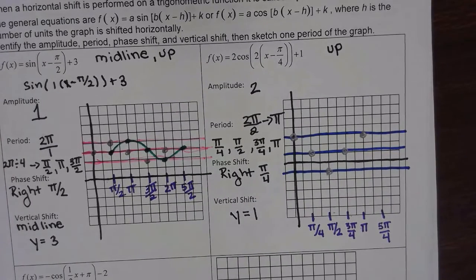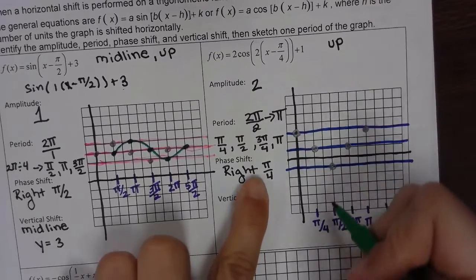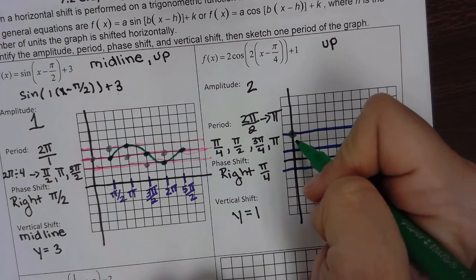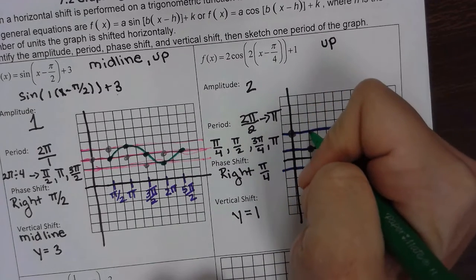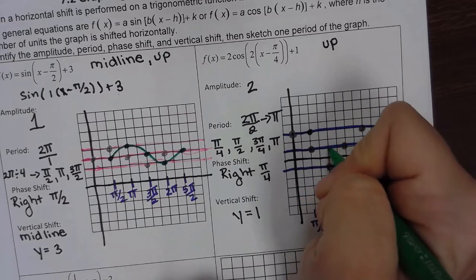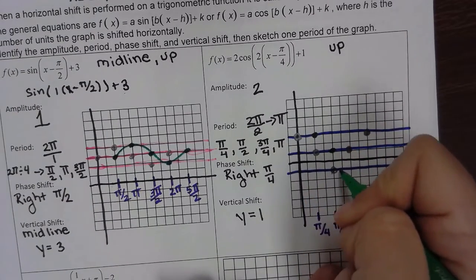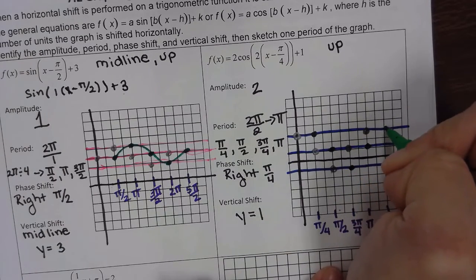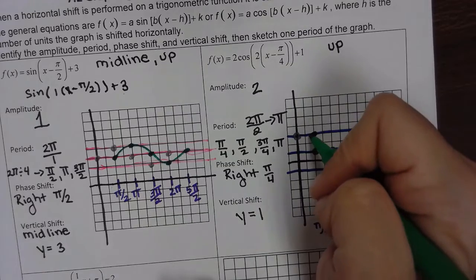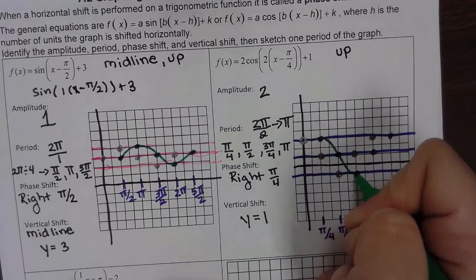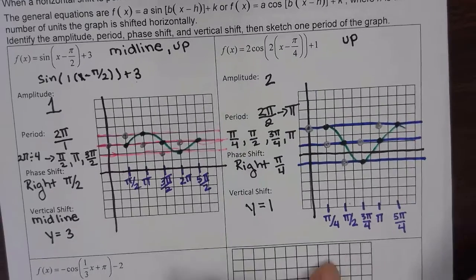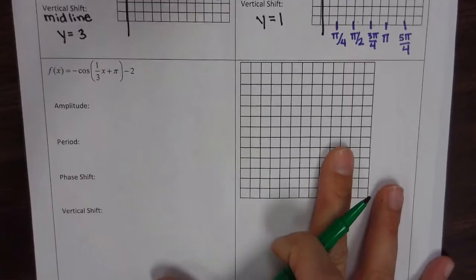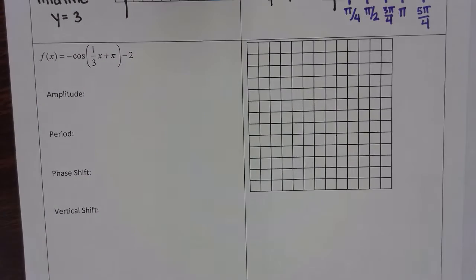So this time we are moving to the right pi over 4. Pi over 4 is just the 2 over. So I'm going to move each of these points over by that 2. And then put them together. And there is our cosine. All right.